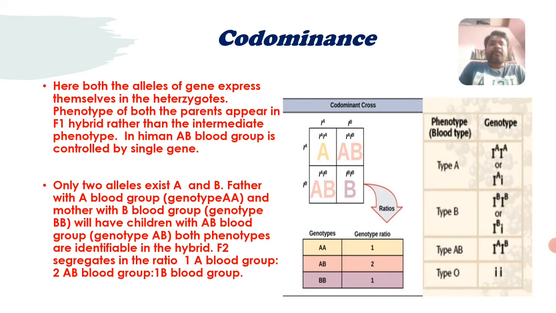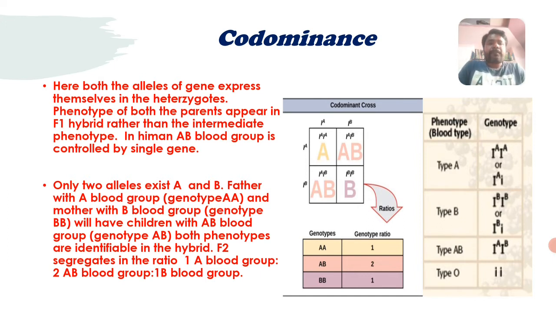In humans, the AB blood group is controlled by a single gene. The gene I represents the blood group. If I consists of allele A, then it is called blood group A. If I is a gene which consists of the allele B, then it is B blood group. If I consists of both A and B, then the blood group is called AB. If there is no allele, the small i represents the O blood group. And here only two alleles exist, A and B.